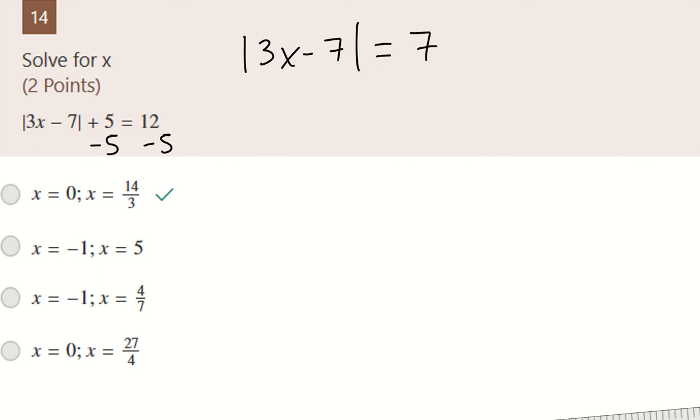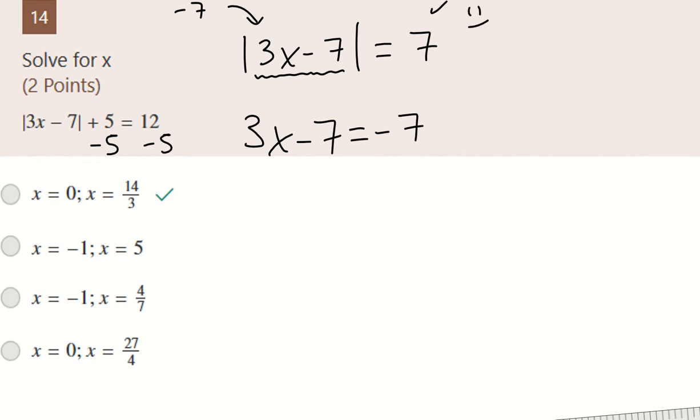All right, so I got something equals 7. The absolute value of something is 7. Well, there's two places where that can be true, right? Either it's the case that 3x minus 7, that thing inside, is -7. Why does that matter? Because if this whole thing was -7, when you take the absolute value of it, you would get 7, which is what we want. Or it's the case that the 3x minus 7 is +7.